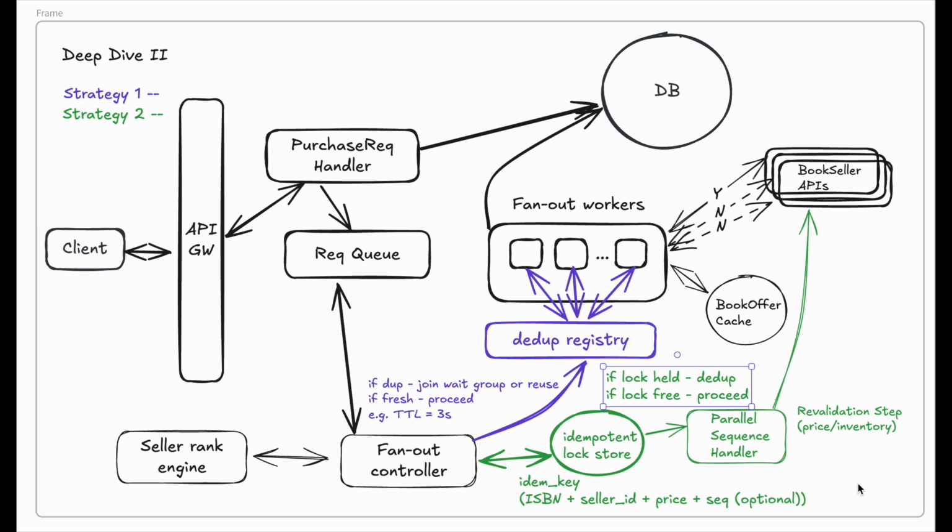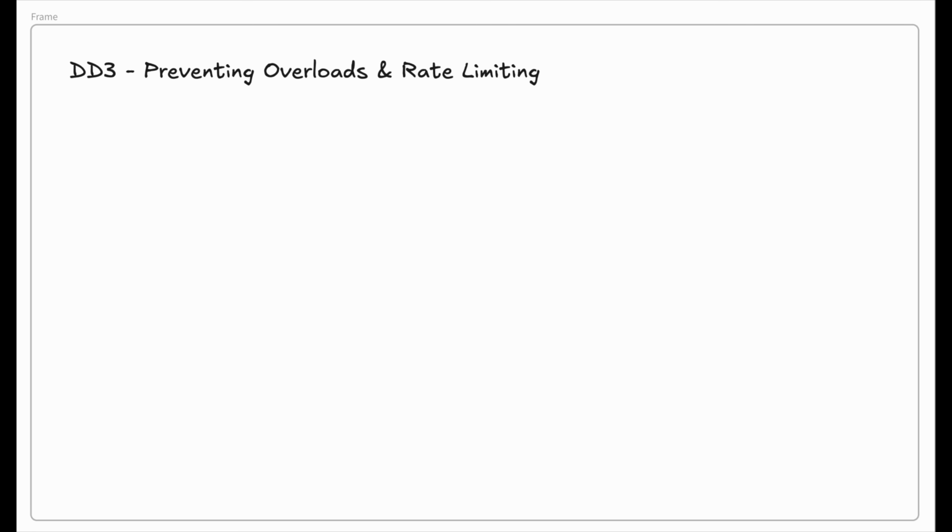And to support safe parallelism, we also added a parallel sequence handler. If the inventory is high, we attach a sequence number to the idempotent key so multiple users can buy without conflicts, while still respecting the inventory limits. And finally, before any purchase is made, we added a revalidation step that queries the seller again for the latest price and inventory, just to be safe.